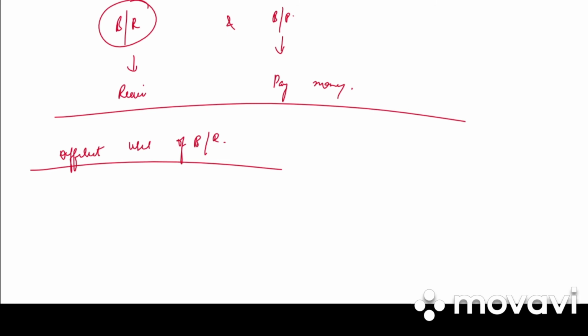Under that write down the first one. He may keep it till the date of maturity. Second, he may discount it with the banker before the date of maturity. Third, he may endorse it to some other party before the date of maturity. Fourth, he may send it to his banker for collection.